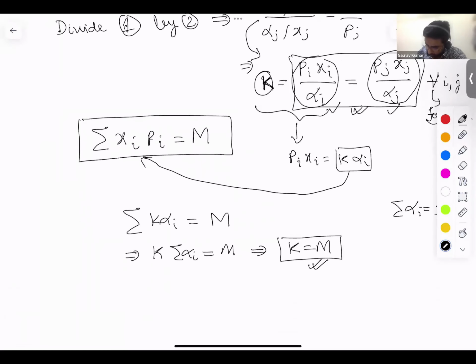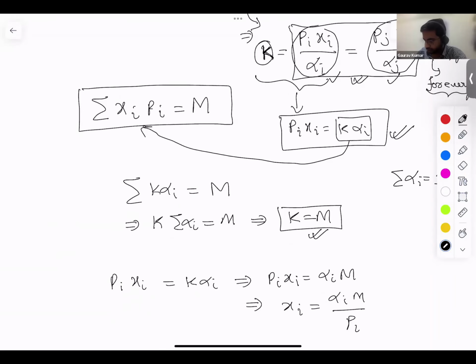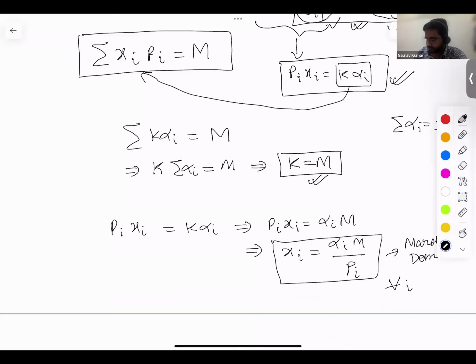Now again, pi xi is equal to k into alpha i. This is something we have already derived. Then for k you just substitute m, and then you can simplify to get xi equal to alpha i m by pi. This is the Marshallian demand for good xi, and similarly it will be for all the i's in the set.